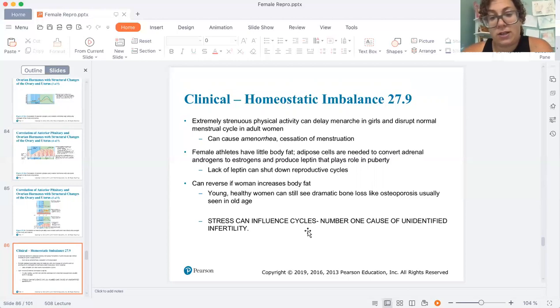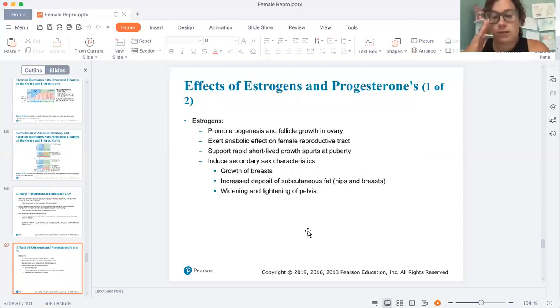And in reverse, if a woman's body fat increases a big time, it can secrete more estrogen and cause other issues as well. I say this a million and one times, that stress can influence cycles. Stress can be the number one cause of unidentified infertility. That is my opinion, not fact. I notice that when women are stressing out about trying to get pregnant, you send them on a vacation, they get to relax, boom, they're pregnant because they weren't stressed. They went to Maui, they had a Mai Tai, those types of things.